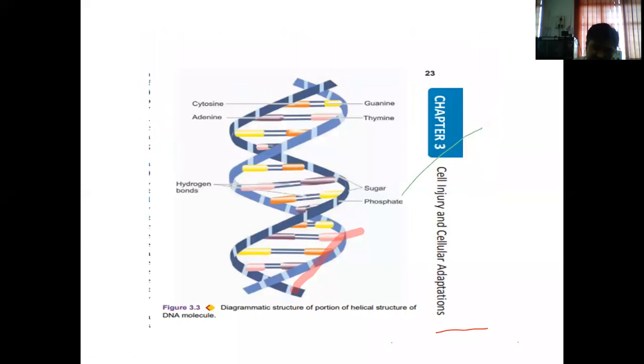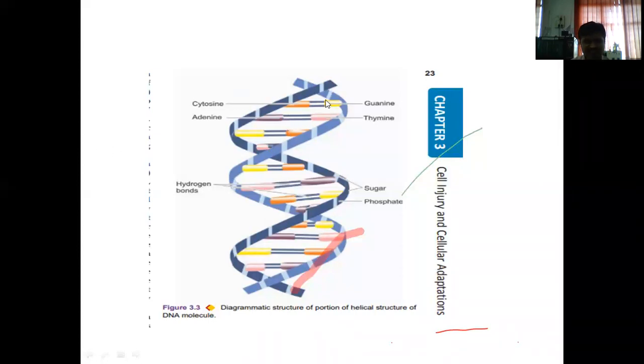This is the structure of DNA. You can see it here. In the structure of DNA, cytosine and guanine are attached to each other by three hydrogen bonds, and adenine and thymine are attached to each other by two hydrogen bonds. These are the hydrogen bonds.